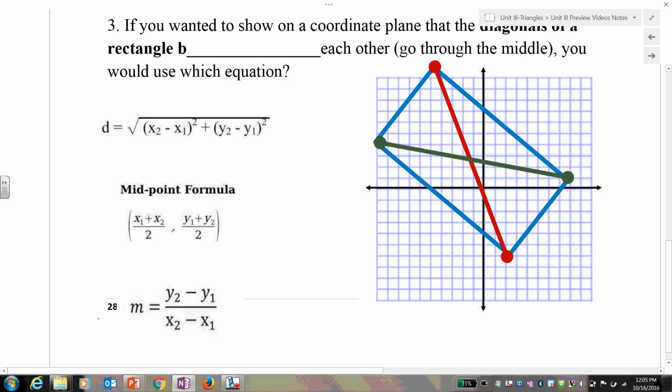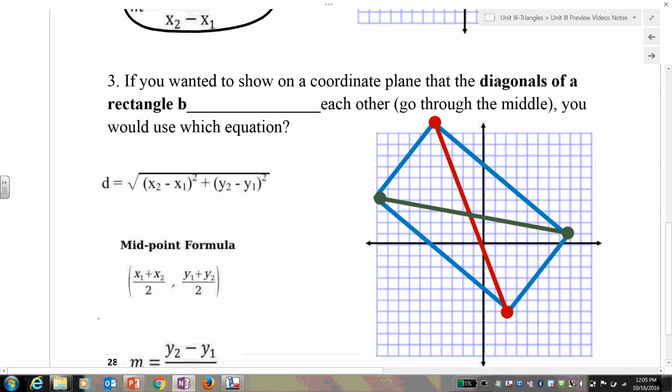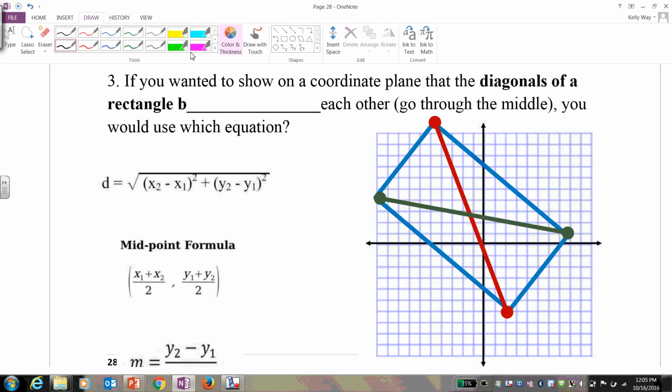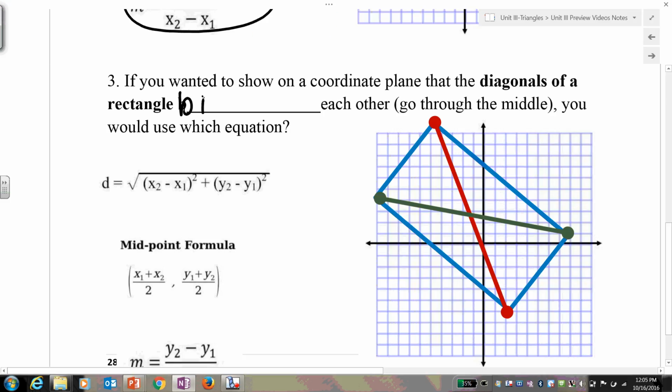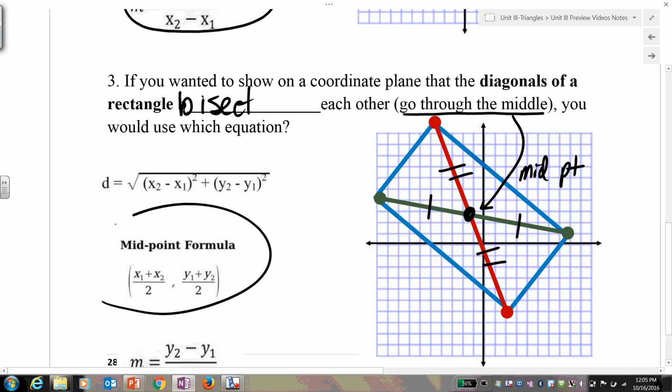If you wanted to show on a coordinate plane that the diagonals of a rectangle bisect each other, in other words, they go through the middle, so the red cuts the green in half, and the green cuts the red in half. In other words, that is the midpoint of both segments both ways. I use the midpoint equation.